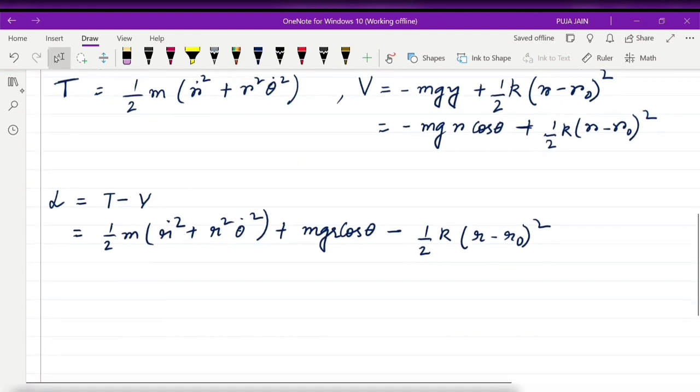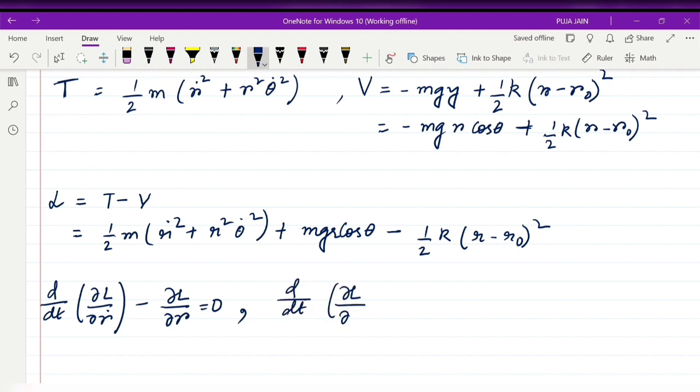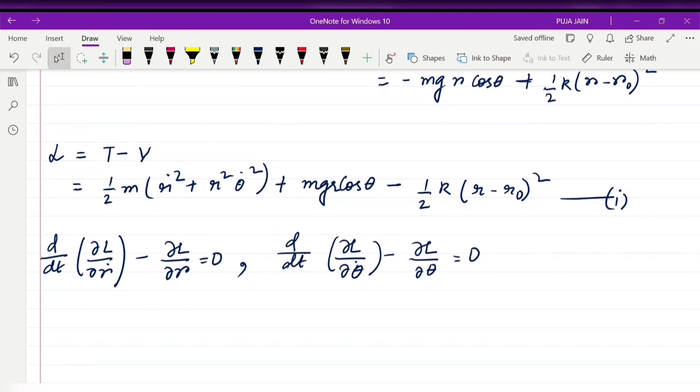Now the equation of motion: d/dt of del L del r dot minus del L del r equals 0. This is our one set of equations of motion. Another is d/dt of del L del theta dot minus del L del theta equals 0. Now we will use equation 1 and solve; first we will solve this equation.